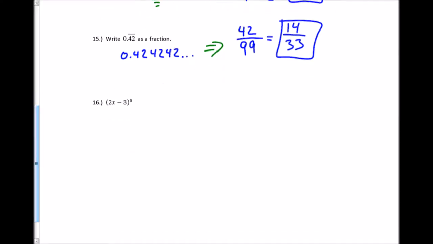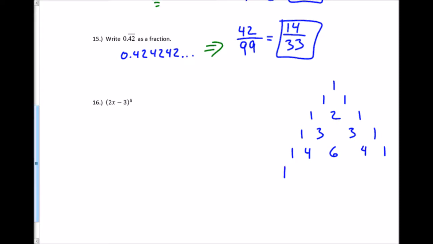For this one, I want to multiply this out. And I could do 2x minus 3 times itself 5 times, but that would take forever. It would be a pain. So I have a little bit of a shortcut using Pascal's triangle. Remember, Pascal's triangle looks like this. And I'm going to write this out just as far as I need to here.